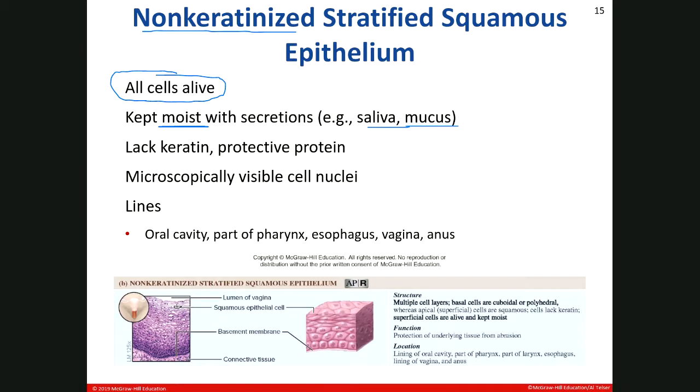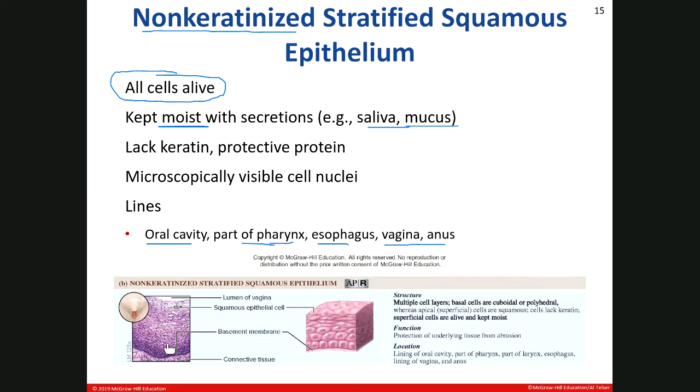So in these moist areas here, which are going to be under a lot of physical and mechanical stress, you're going to find it in your mouth, part of your throat, which is the pharynx, the esophagus, the vagina, and the anus. All right? So I'm going to zoom in on this. This picture here is a sample of the vagina, but you can see all this is stratified squamous epithelium.